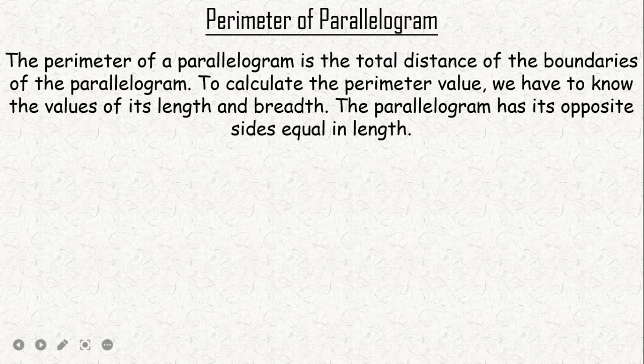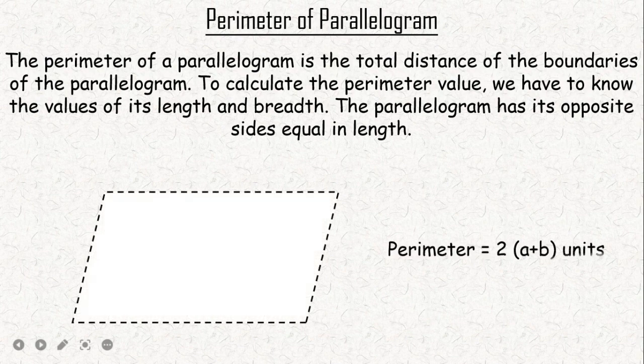Next, perimeter of parallelogram. Perimeter of parallelogram is the total distance of the boundaries of a parallelogram. This is the total distance of the parallelogram. To calculate the perimeter value, we have to know its values of length and breadth. If we know the value of length and breadth, we can easily find the perimeter of parallelogram. Here the perimeter of parallelogram and perimeter of rectangle are almost the same. That's 2 into A plus B units, that is 2 into L plus B is equal to the perimeter of parallelogram.